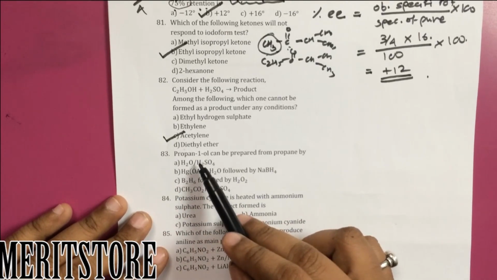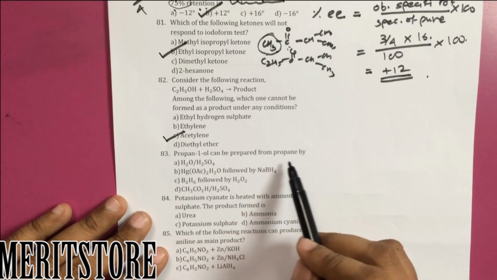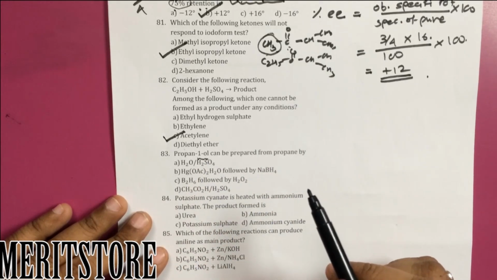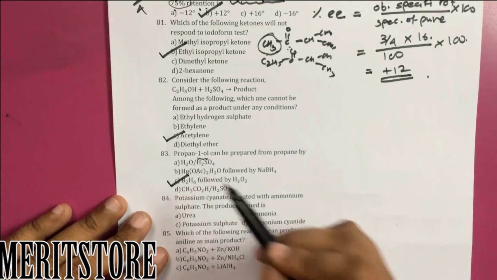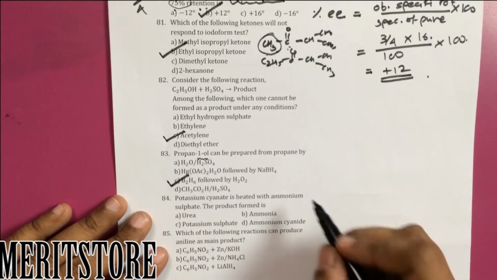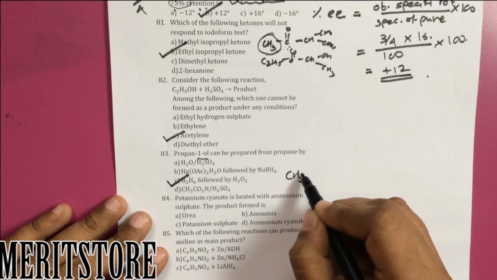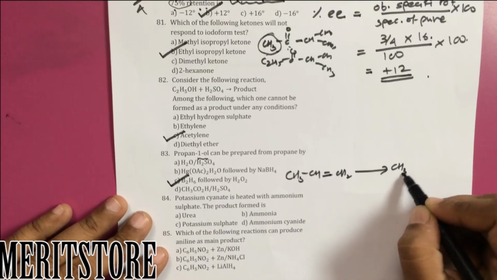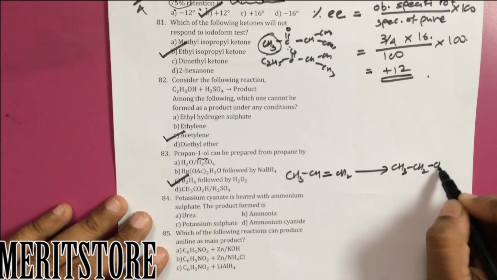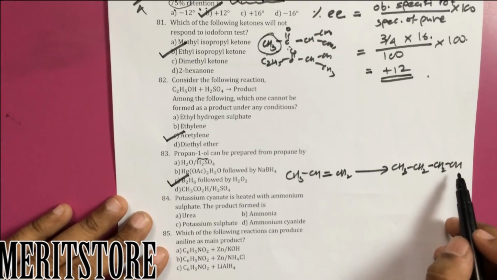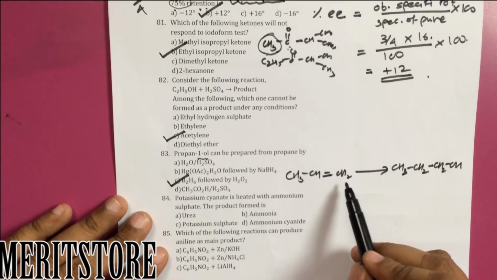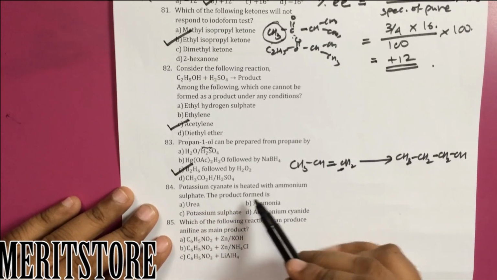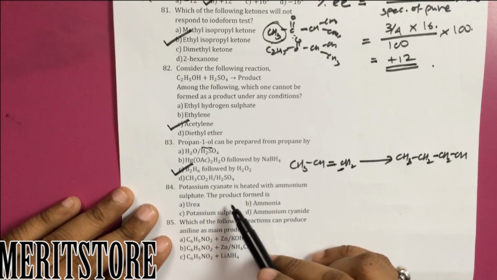Question number 83. Propan-1-ol can be prepared from the propene. Propan-1-ol can be prepared by using the anti-Markovnikov's rule, which is only followed under the condition of B2H6 followed by the H2O2, where the CH3CH double bond CH2 on reaction gives the formation of, there is addition of water molecule according to the anti-Markovnikov's rule, where the OH is added to the carbon having more number of hydrogen atoms.